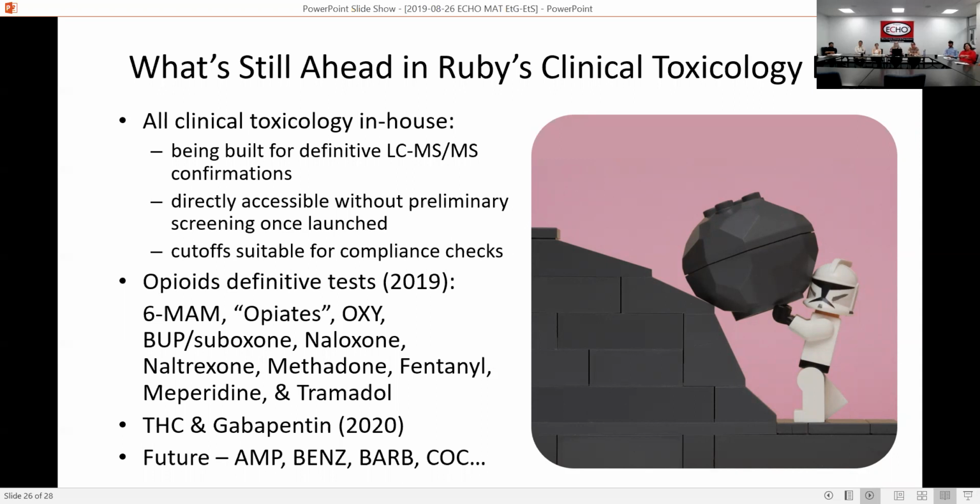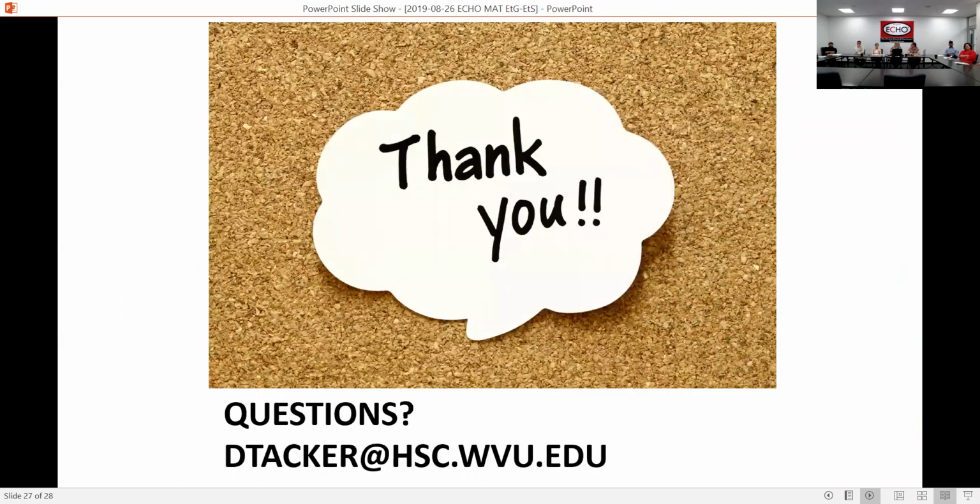So that if you give us a urine and you want it tested, you can get any of those drugs back, definitive, with low cutoffs. And then next is THC and gabapentin just by demand. We're looking at how many are sent and what to hit first because of volume. But we do plan to cover the entire drug screening menu that we have at Ruby and to try to help whoever would like the testing with direct access to the definitive test without the need for a screen up front if you want to bypass it and look for compliance. So a lot ahead for us. And that was what I brought.